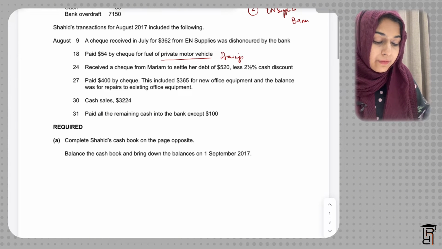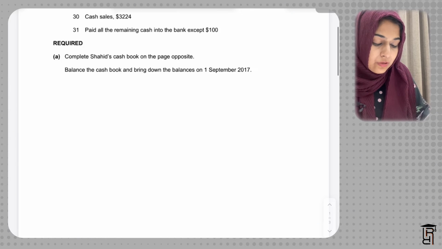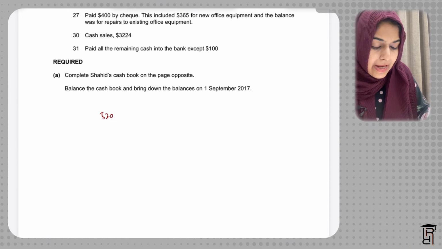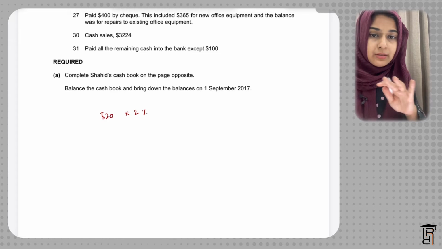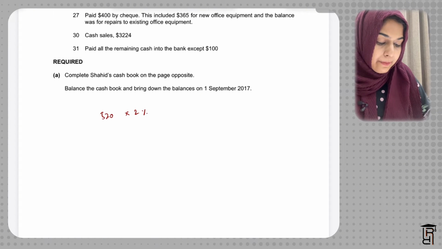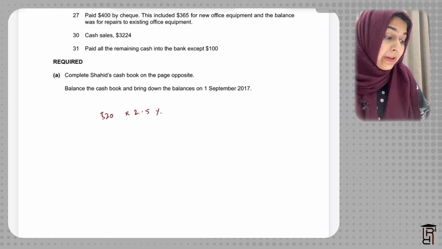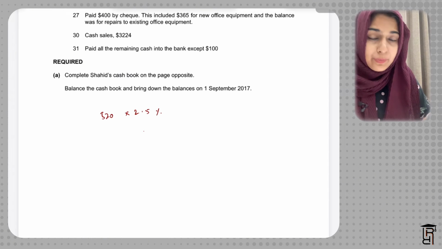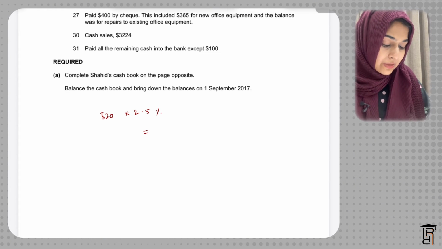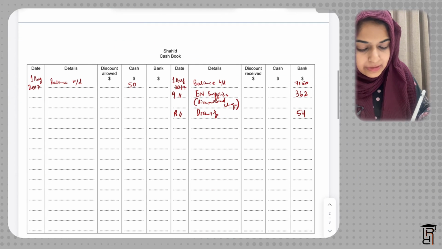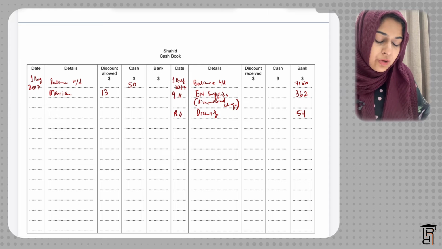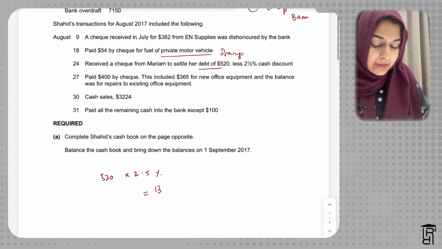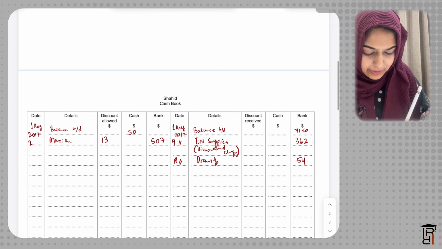Then they're saying received a check from Mariam to settle her debt of 520 less 2.5% cash discount. So basically her debt was 520, and basically she needed to pay us $520. But what we did was that we gave her a 2.5% discount because she was paying within the time that we had specified. So 2.5% of 520 gives us $13. So now we record this on the debit side. I write here Mariam. In the discount allowed column, I write here 13. In the bank column, I write 507 because she's paying us by check. And this is basically 24th August. So I write here 24th August.